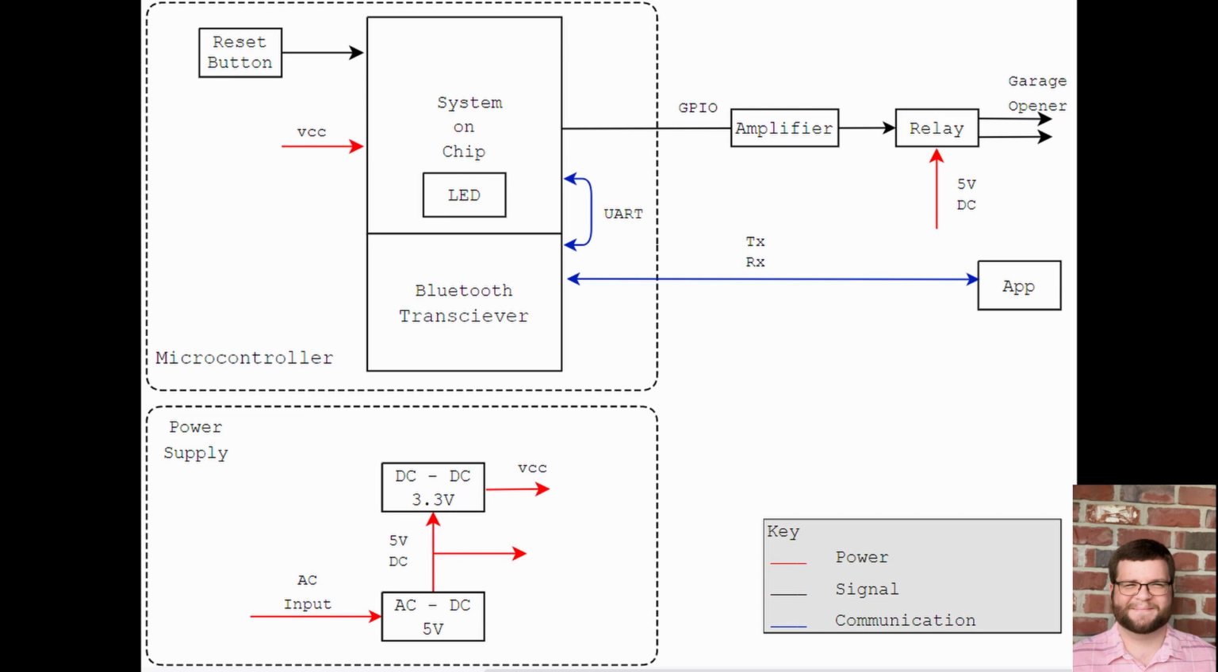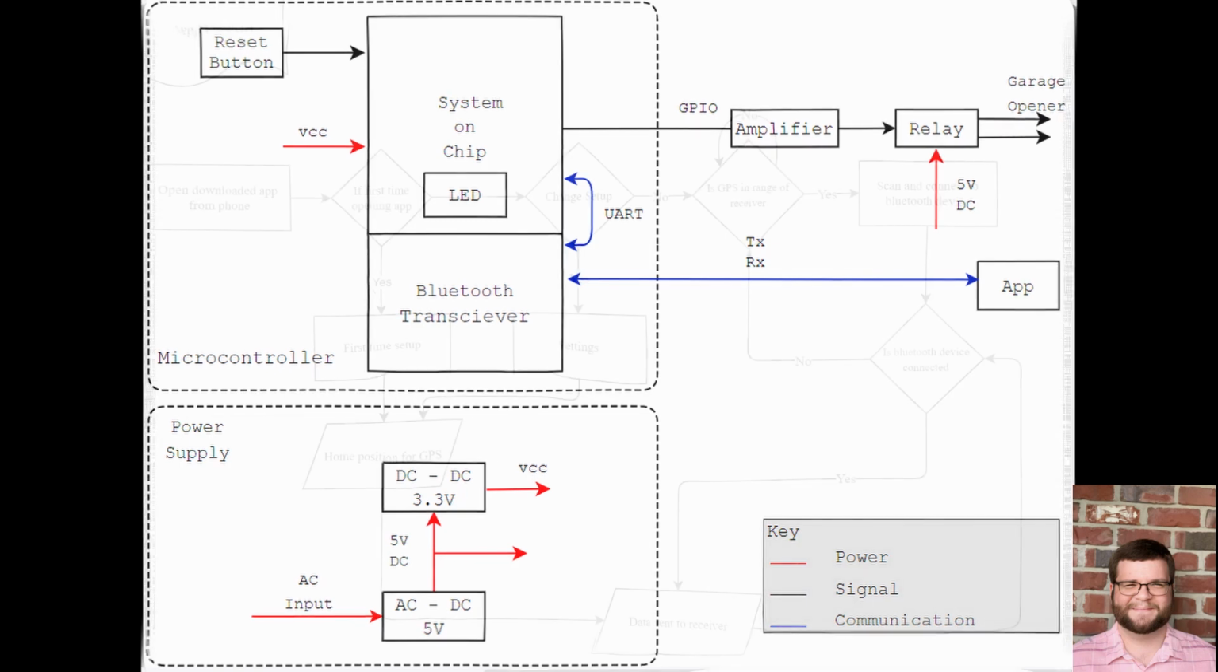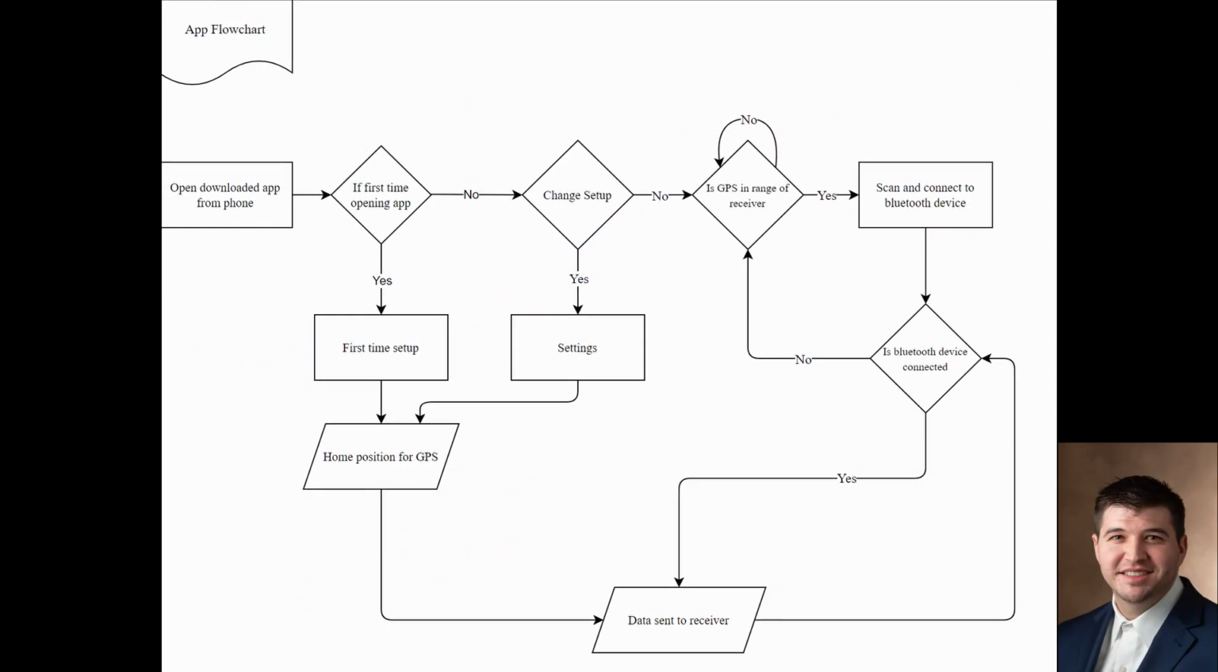Finally, the last three blocks are divided into two groups. The transistor amplifier and the relay allow the interaction between the central control system and the existing garage door opener, while the app block allows interaction between the user and the central control device. So how does this all come together?